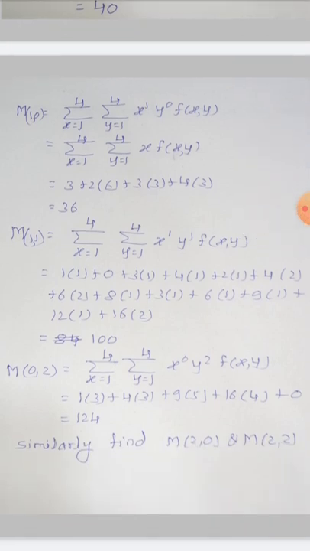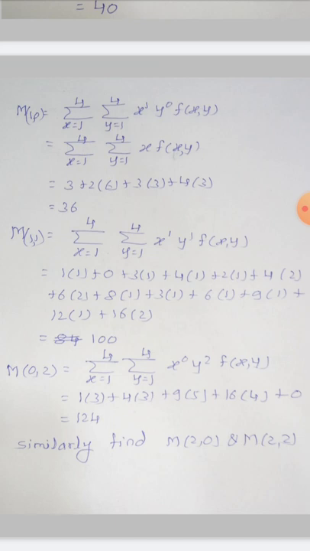Next, we can calculate m of 1, 1. Now here, i and j both are 1. That's why the equation will be summation x raised to 1, y raised to 1, f of xy. Now here we need to consider which row and which column. That's why after adding all these values, we are getting 100.